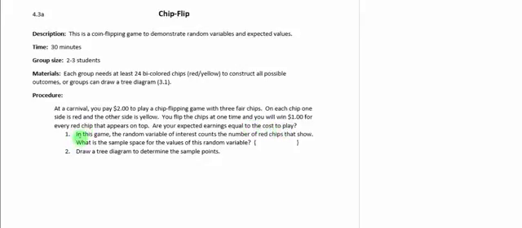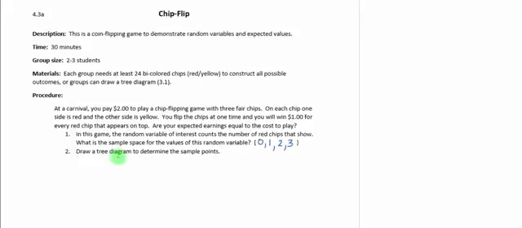So the first item says, in this game, the random variable of interest counts the number of red chips that show. What is the sample space for the values of this random variable? So if you have your 3 coins, what you're really looking for is how many end up red. So think about how those coins could land. If one side is yellow and one side is red, it could be that none of the coins end up on the red side, or one coin lands on red, 2 coins land on red, or all 3 coins could land on the red side. So this is our sample space.